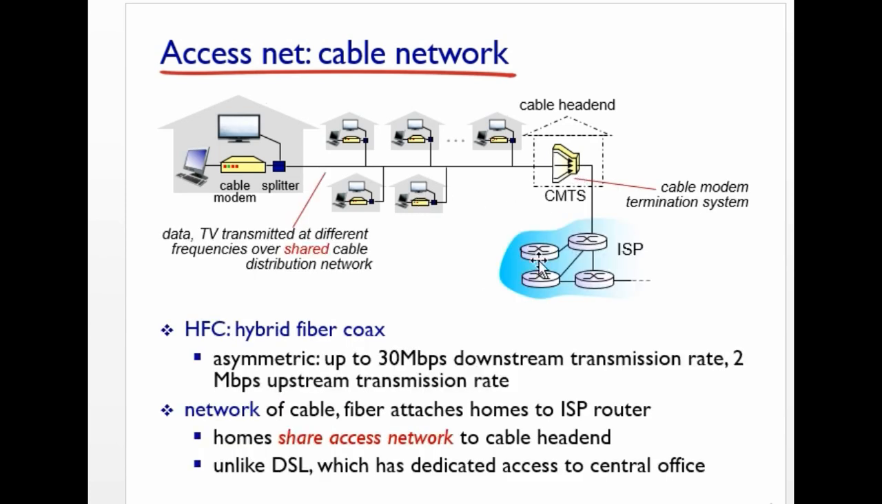Access network: cable network, HFC, hybrid fiber coax, asymmetric, with the transmission rates. These are the internet service providers, which provide you the cable, and that cable you provide to all the computers. As you see, CMTS is the cable modem termination system. The ISP gives you the cable modem, and that cable modem provides the connection to all the computers. So data and TV are transmitted at different frequencies over shared cables.